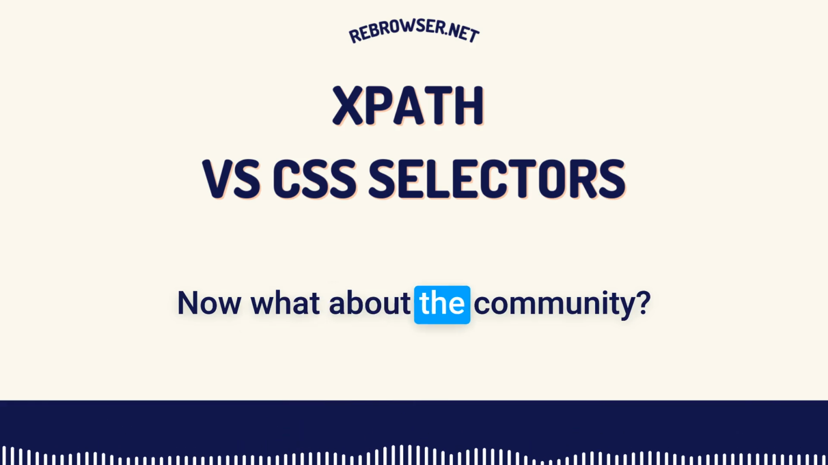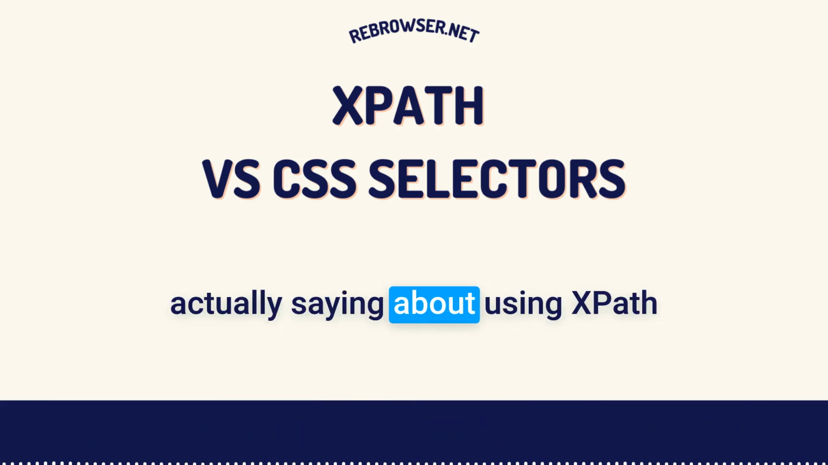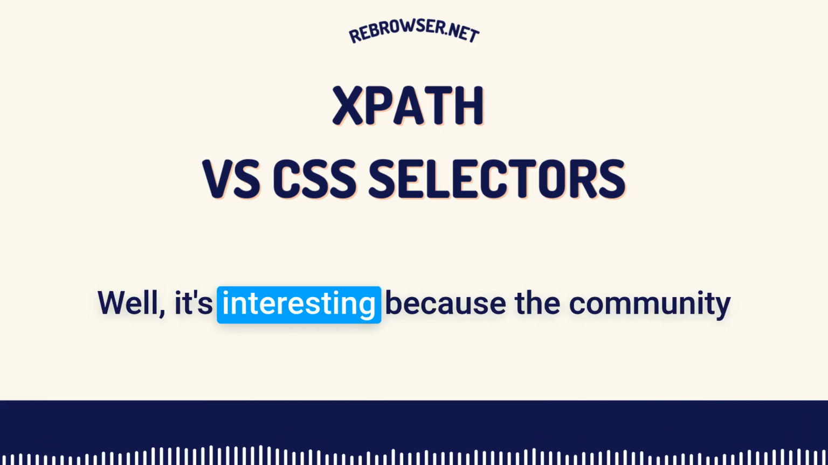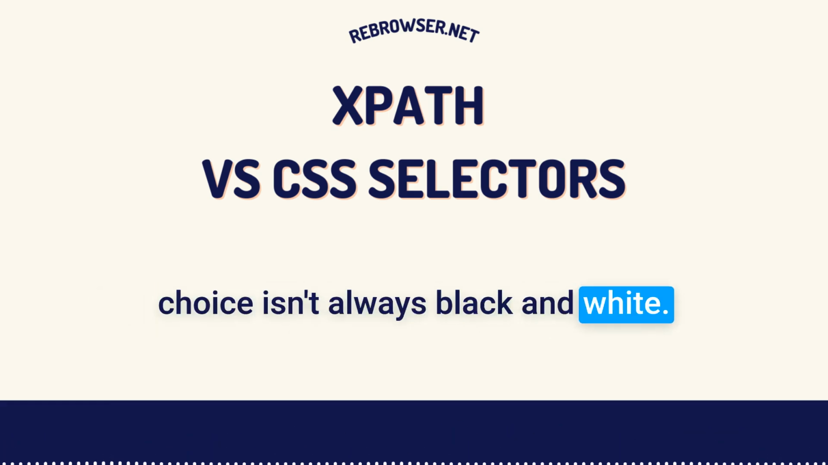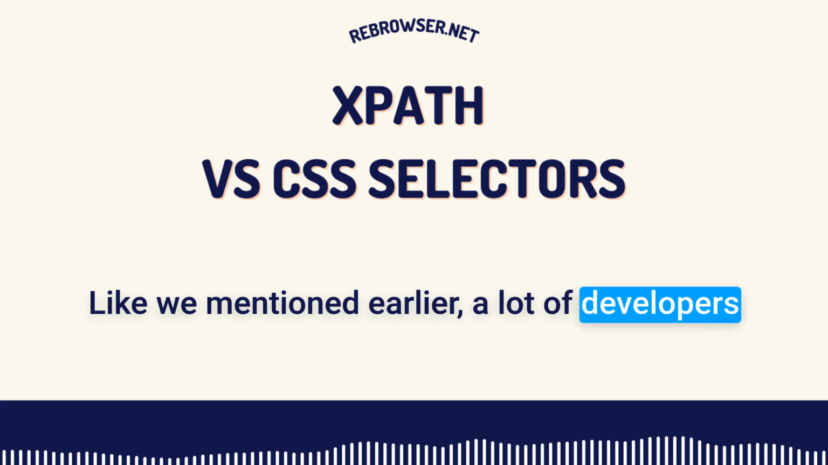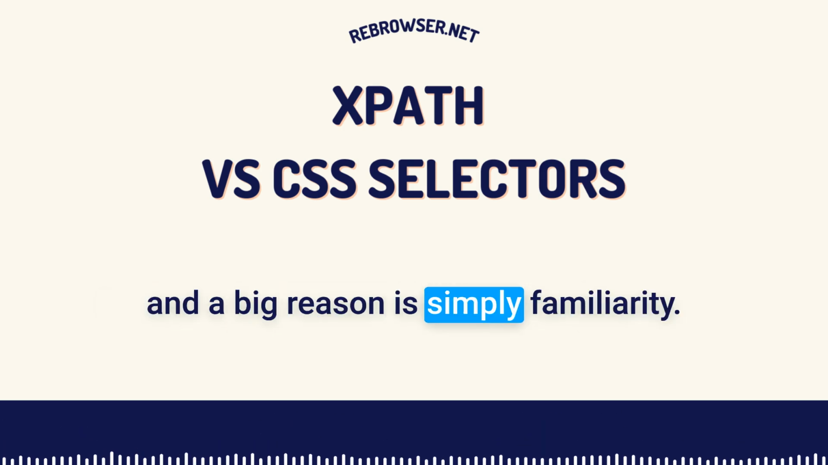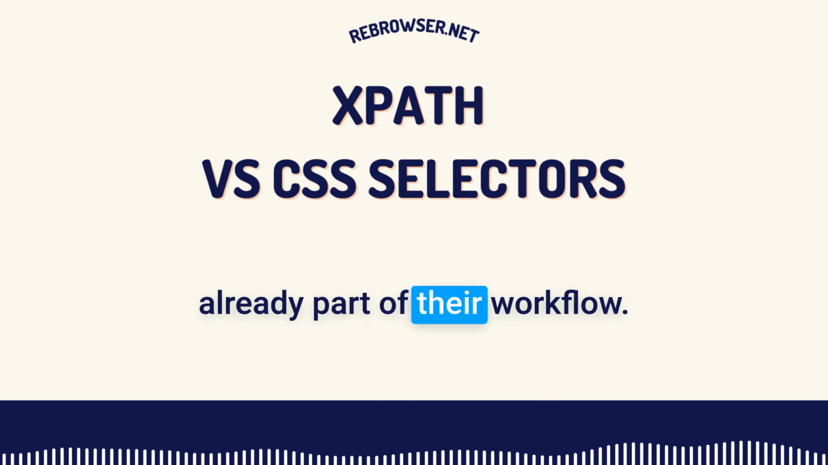Okay. Now, what about the community? What are developers and QA engineers actually saying about using XPath versus CSS in their day-to-day work? Well, it's interesting because the community discussions really highlight that the choice isn't always black and white. Like we mentioned earlier, a lot of developers have a strong preference for CSS selectors, and a big reason is simply familiarity. They use CSS for styling, so it's already part of their workflow.